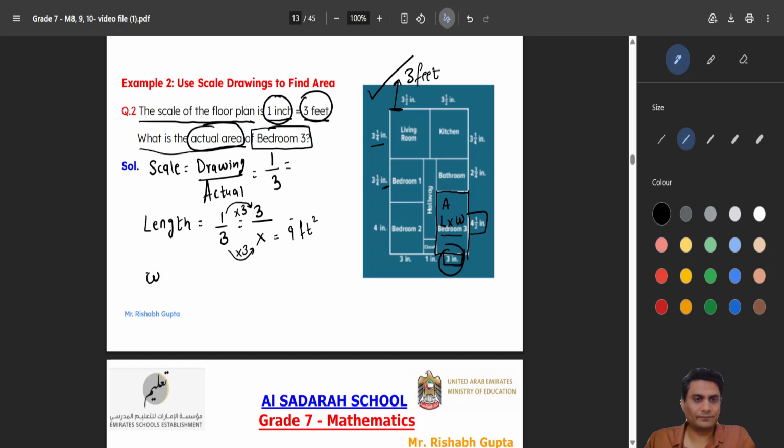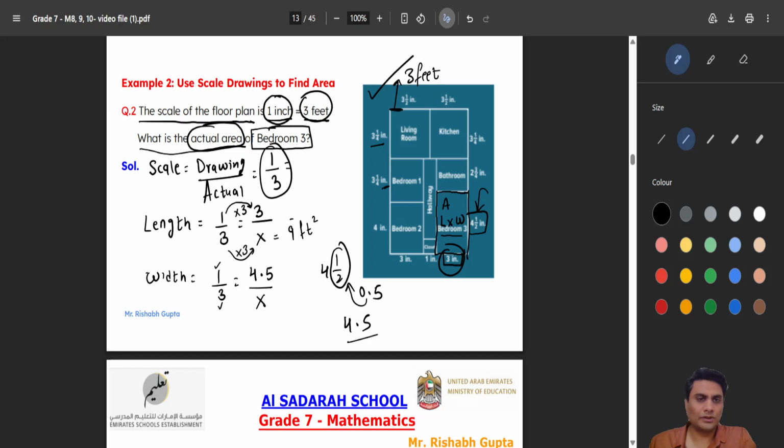Let us take the width. Again, what is the scale given here? 1 over 3. Here I am putting the inches, here I am putting the feet. Now for the bedroom, how many inches are given? 4.5, right? If this is 4 and a half, half means 0.5, correct? So I am writing 4.5 here. Now in the real world, it is how much? I don't know. So here you have to do times 4.5, correct? So here also do times 4.5.